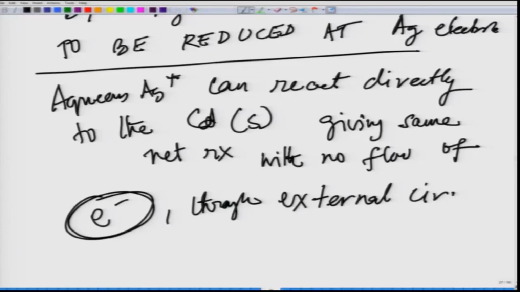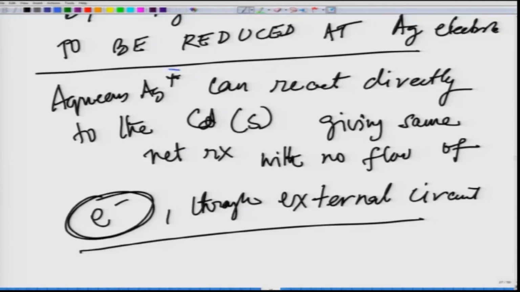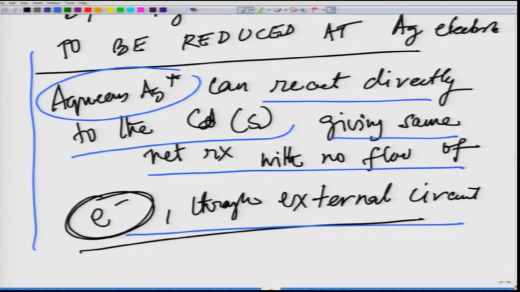This is a classic situation where, if you think of it, the Ag+ which is coming out from here can directly react on the cadmium surface, and that is exactly what I was trying to highlight here. If you look at it, aqueous Ag+ can directly react with the cadmium solid surface, giving the same net reaction with no net flow of electrons through the external circuit. So, essentially this is where the catch is.